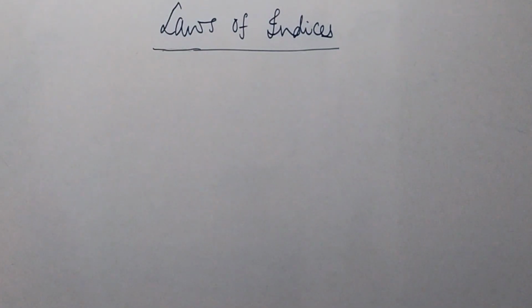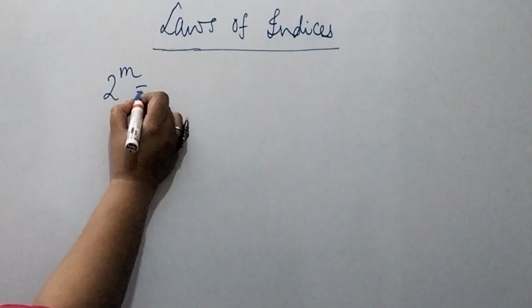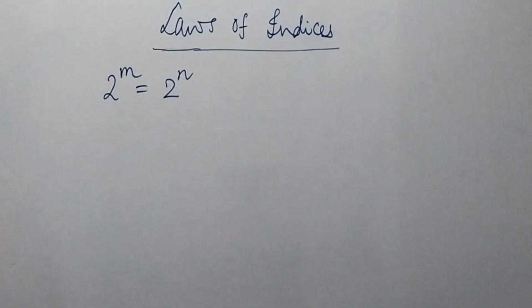Now let's try to answer one question. Suppose I am giving you 2^m equals 2^n. And I am telling you to find two such values of m and n, for which 2^m becomes equal to 2^n. Can you find them out? Just pause the video and think over it.